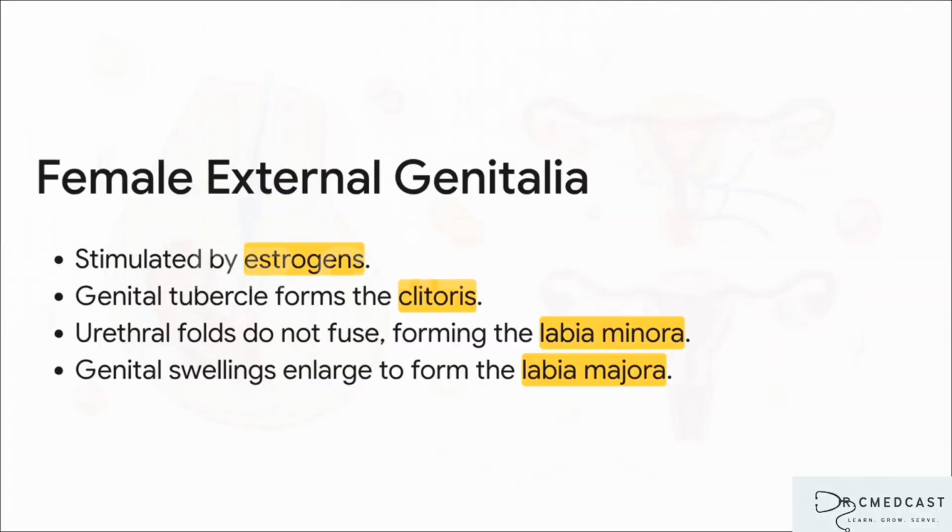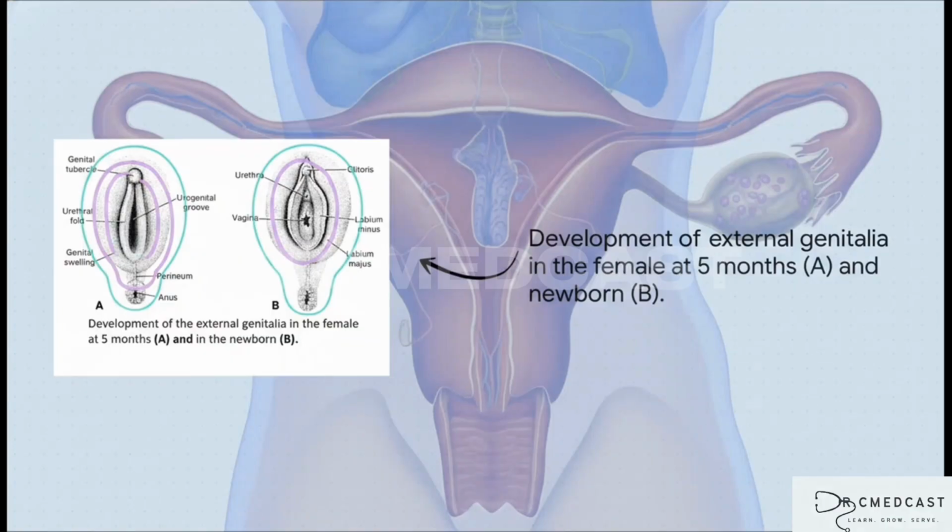Without that strong influence of testosterone, and with estrogens now leading the way, the external structures develop along the female pathway. The genital tubercle becomes the clitoris, the urethral folds stay unfused and become the labia minora, and the genital swellings get bigger to form the labia majora. And here's a great visual of that process. On the left, at 5 months, you can still make out the individual parts, the tubercle, the folds, and the swellings. But by the time of birth, on the right, they've matured into their final recognizable forms.